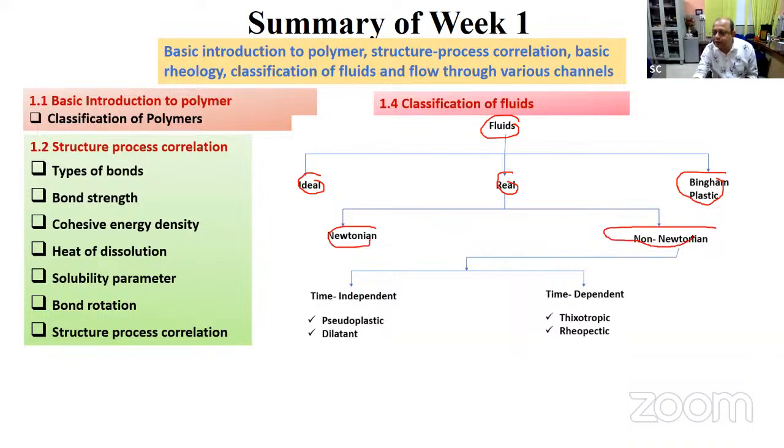Even in the non-Newtonian classes, you can again classify them into time-dependent and time-independent fluid, okay? In the time-independent fluid, you have pseudoplasticity, dilatant. In fact, Newtonian also you can pretty much group it here, okay? And you have the time-dependent fluid, which is the thixotropic and rheopectic fluid. And based on that, how the viscosity changes, essentially. So this pretty much defines the classification of fluid from the basics point of view.